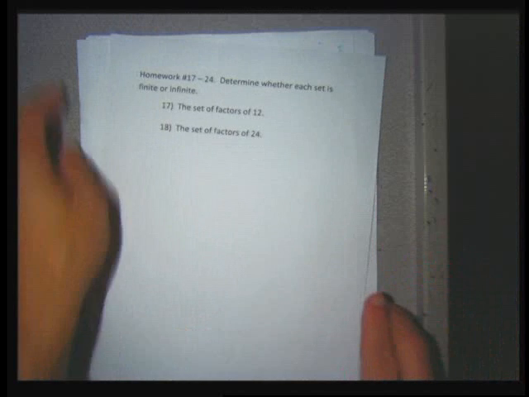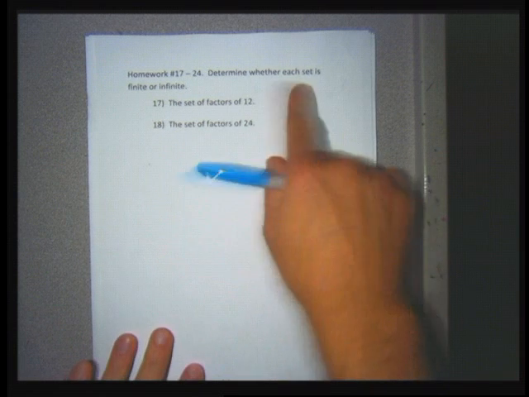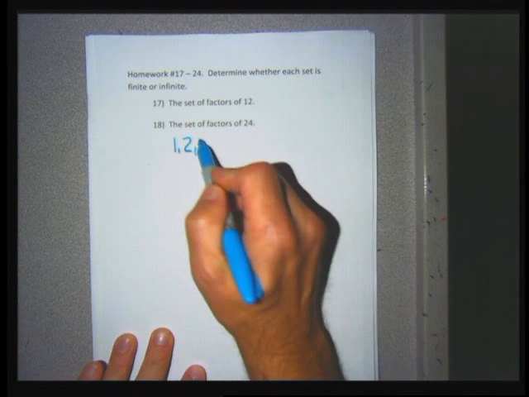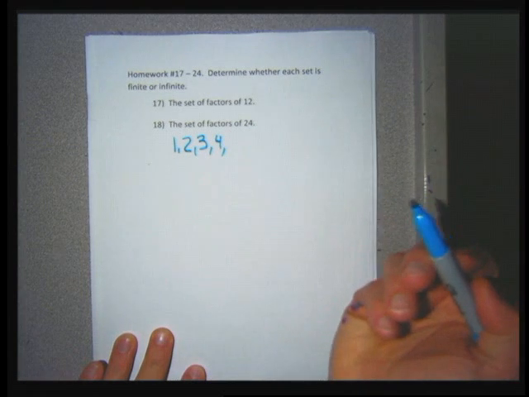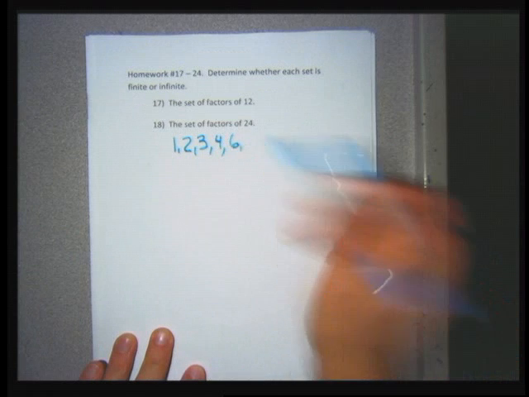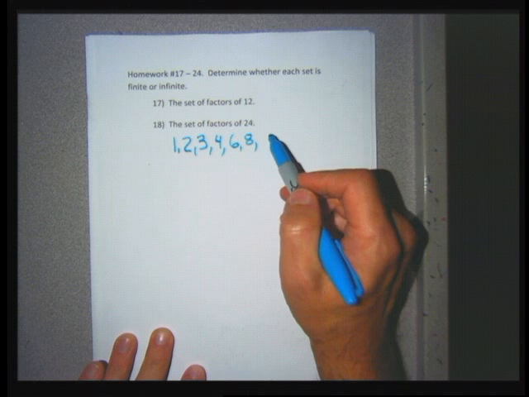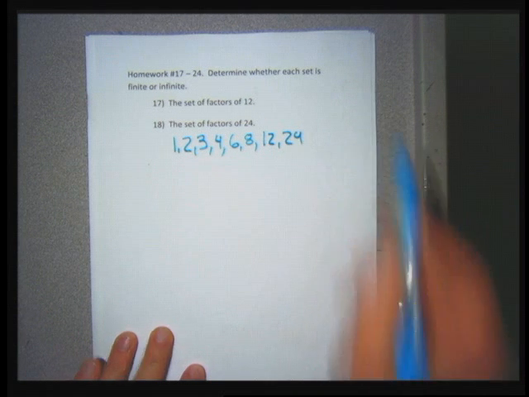So now some homework problems. I don't have to write down the factors, but I can. So if I was doing problem 18, determine whether each set is infinite or finite, the factors of 24. Well, 1 divides evenly into 24, 2 divides evenly into 24, 3 does, 4 does, 5 doesn't divide evenly into 24, 6 does, 7 doesn't, 8 does, 9 doesn't go into 24, 10, 11 don't go into 24, 12 goes into 24, and 24 goes into 24.